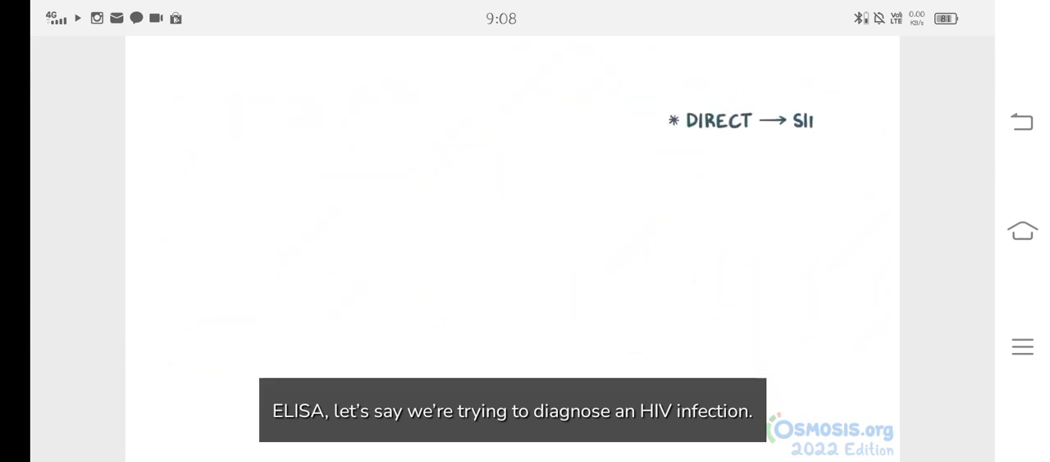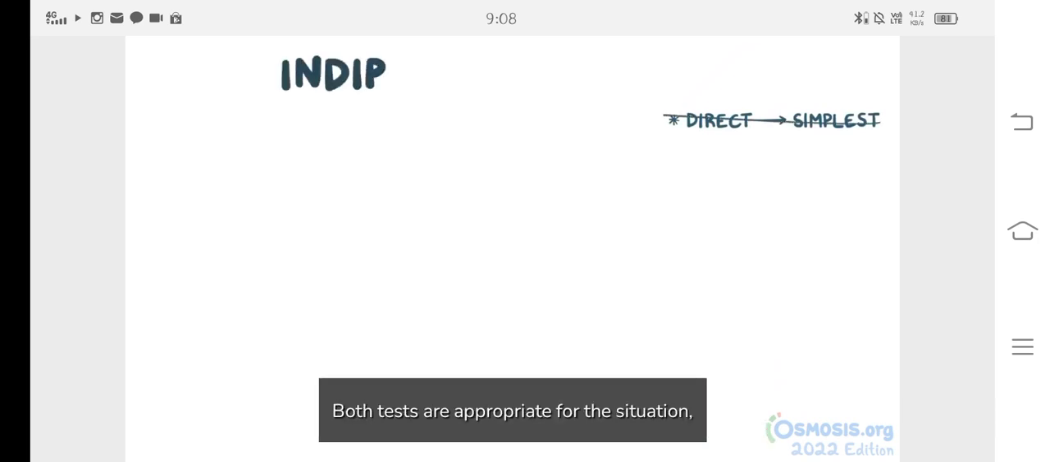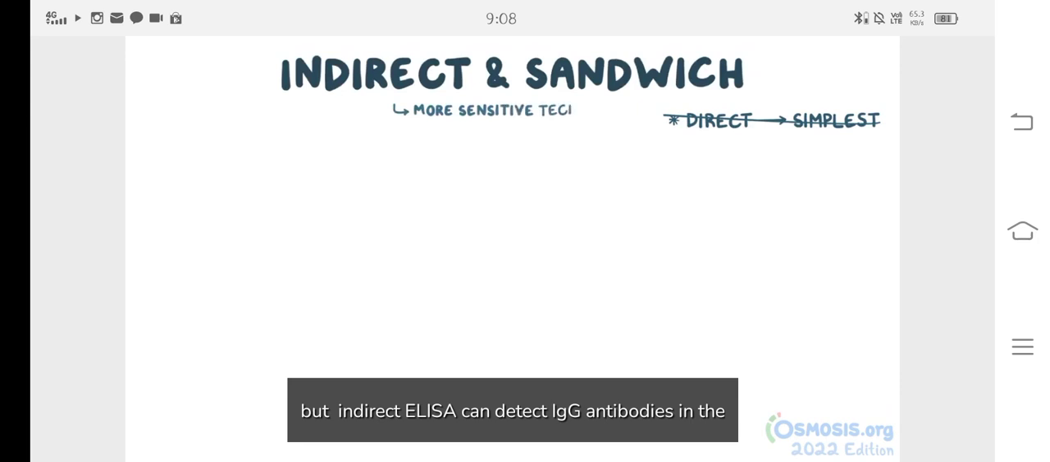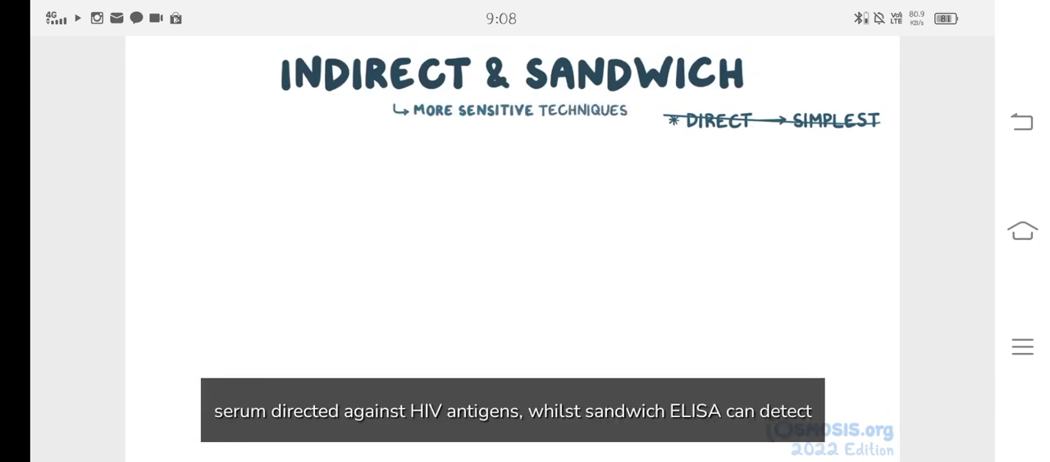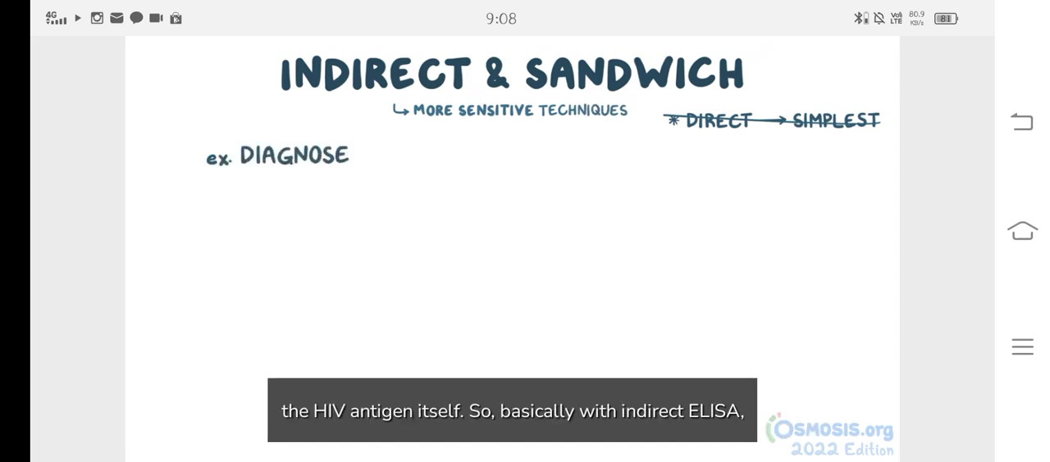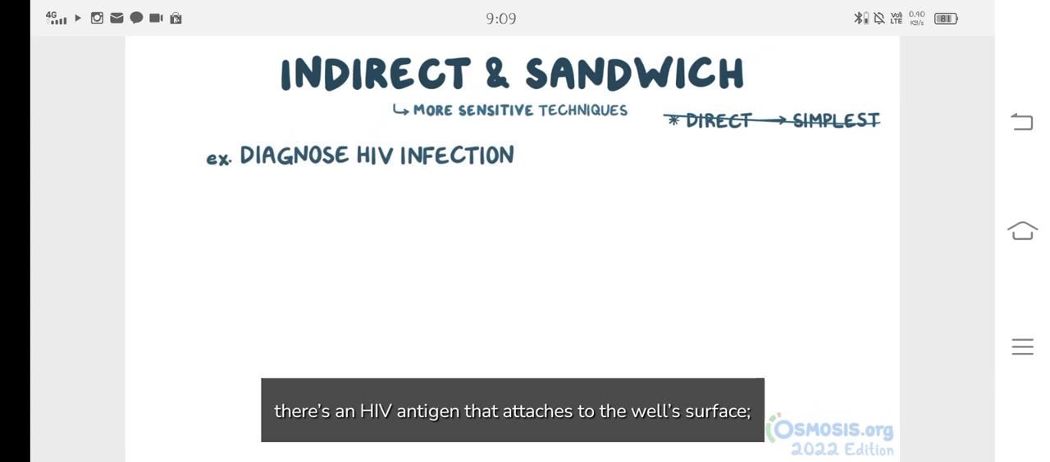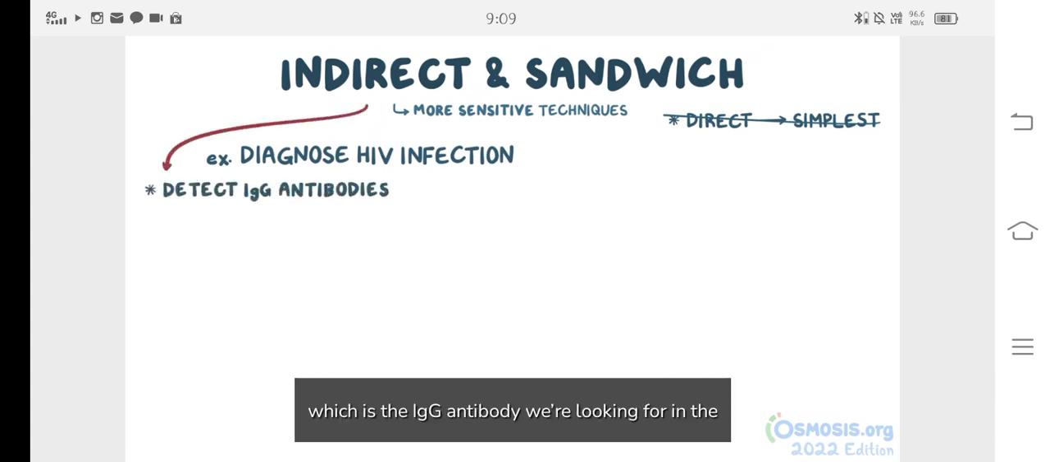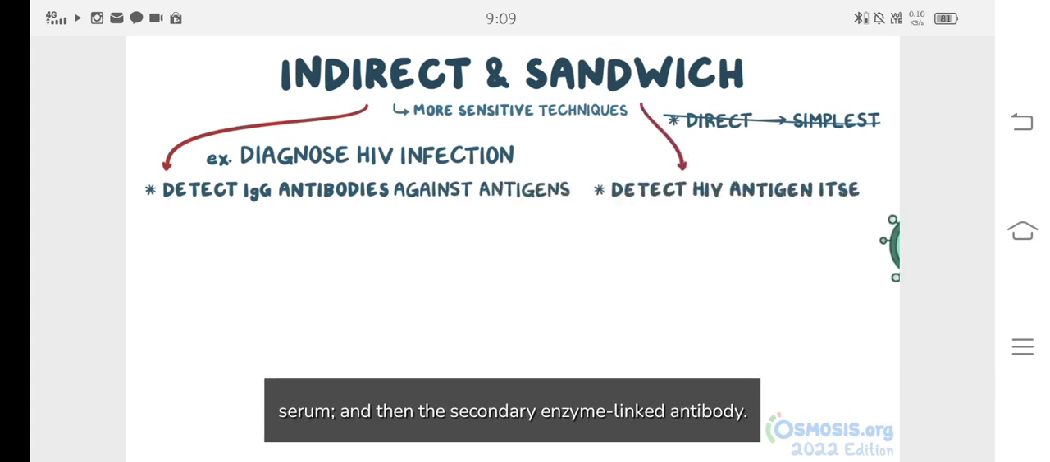Now, direct ELISA is the simplest type, but nowadays the indirect and sandwich ELISA have largely replaced it because they're more sensitive techniques. So to understand the difference between indirect and sandwich ELISA, let's say we're trying to diagnose an HIV infection. Both tests are appropriate for the situation, but indirect ELISA can detect IgG antibodies in the serum directed against HIV antigens, whilst sandwich ELISA can detect the HIV antigen itself.